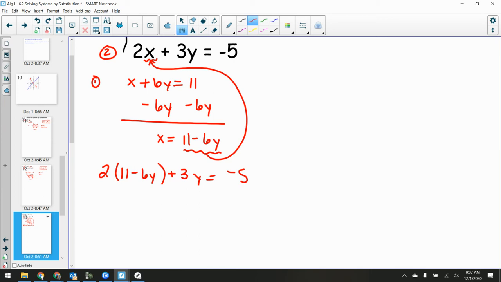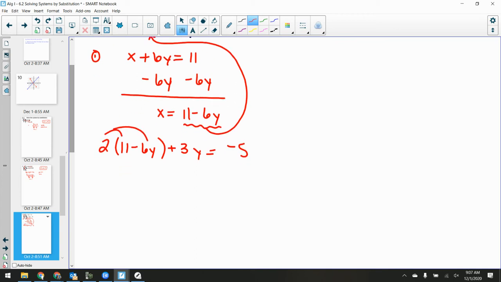Does everybody see what I did there? In equation 2, I took out x. I removed x. See, it was 2x plus 3y is equal to negative 5. I took out x, and in its place, I plug in 11 minus 6y. And notice that I keep the 2 up front that was originally in equation 2. And now I just solve for this equation here. I solve for y here. I distribute the 2 in. This gets me a 22 minus 12y.